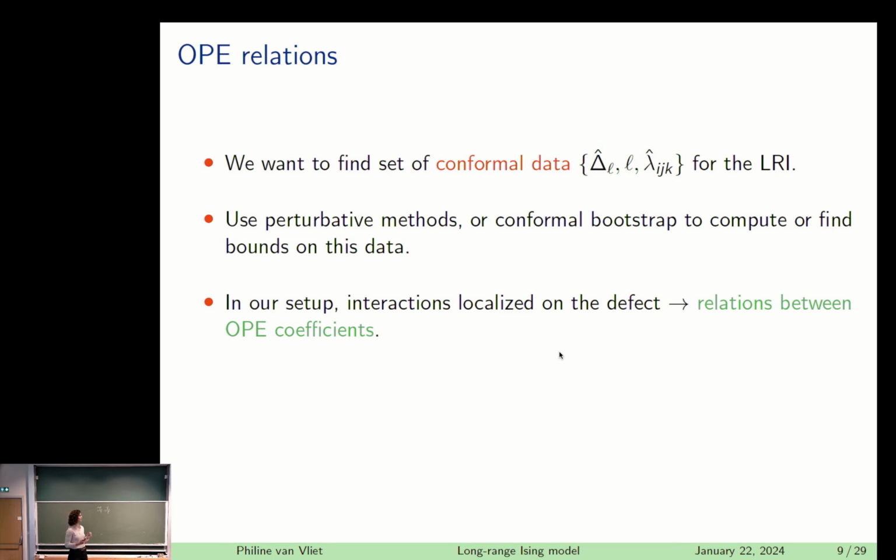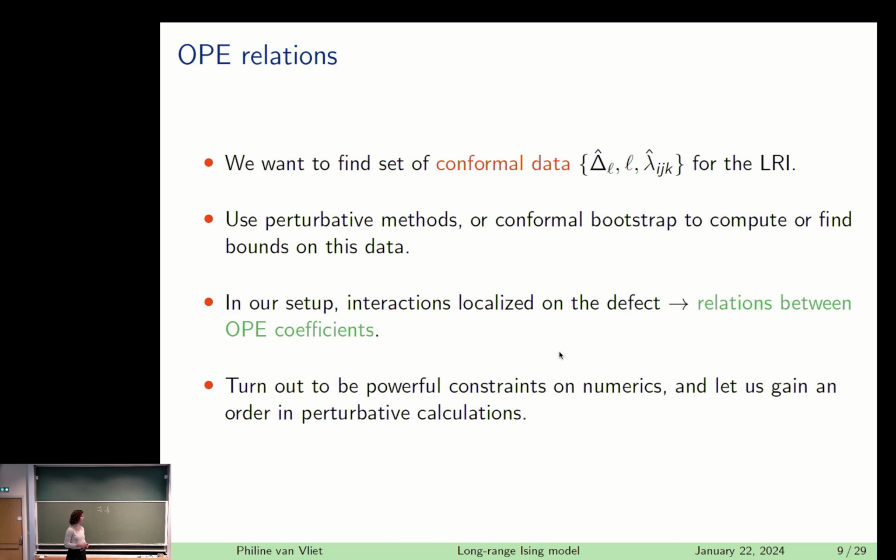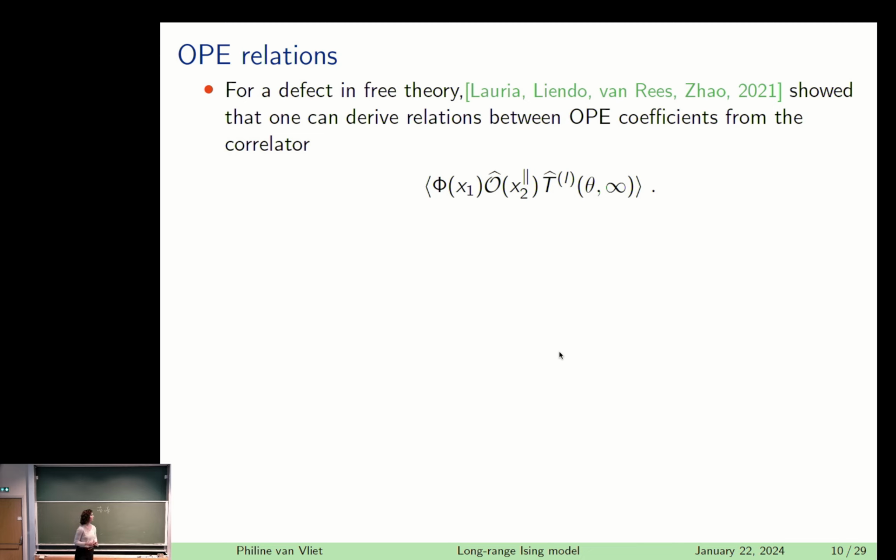So in our setup, we have interactions localized on the defect, and this leads to relations between the OPE coefficients that we can then use to ease our goal of constraining this conformal data. They turn out to be both very powerful constraints on the numerics, but also let us gain an order in perturbation theory. And I will show both right now. But first, let me show you briefly where these OPE relations come from.